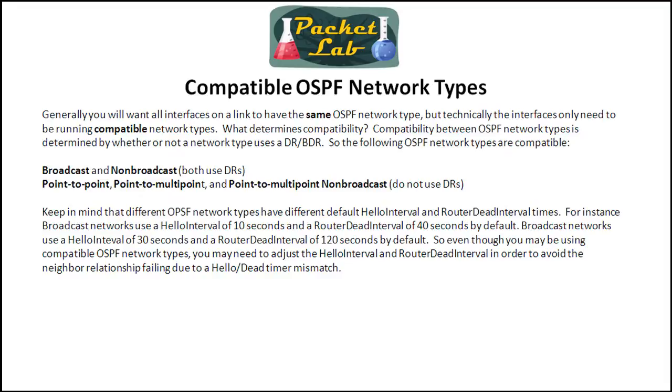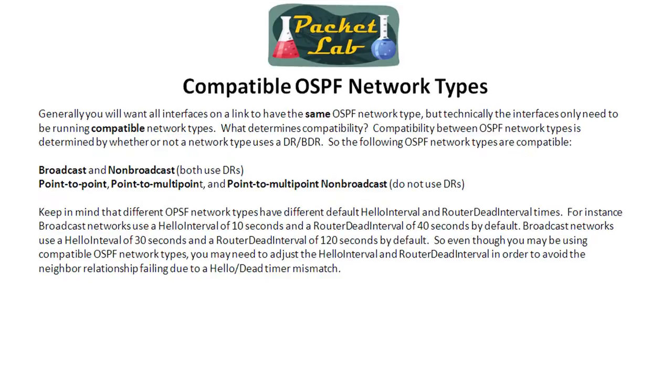Well, it simply means that they either agree to use a designated router or they don't. Any network type that uses a designated router is compatible, and there's only 2 that are using DRs, and that is broadcast and non-broadcast, which is easy to remember because those are the guys that were affected by the network mask. Anything with a point in it, like I said before, you don't have to worry about it. It doesn't use a designated router. So those 3, the point-to-point, point-to-multipoint, and point-to-multipoint non-broadcast are compatible. So compatibility comes down to whether or not you need to use a designated router.